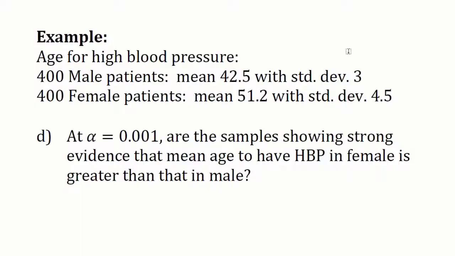And so now back to the question itself, and let's read into the wording a little more right here. At significance level alpha equals 0.001, are the samples showing strong evidence that mean age to have high blood pressure in female is greater than that in male? So we want to prove that mean age to have HBP in female.